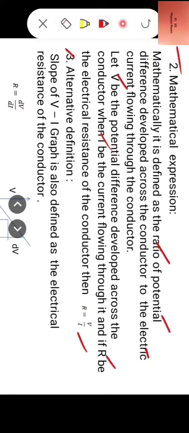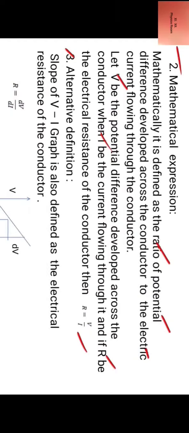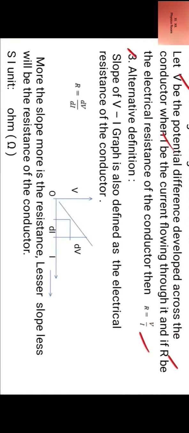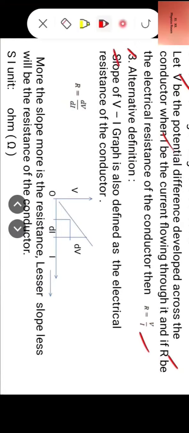Now 3. Alternative definition of electrical resistance. Let us see. Slope of VI graph is also defined as electrical resistance of the conductor. Now look at the graph, VI graph. Here the slope is R is equal to dV by dI. More the slope, more is the resistance. Lesser the slope, lesser will be the resistance of the conductor.